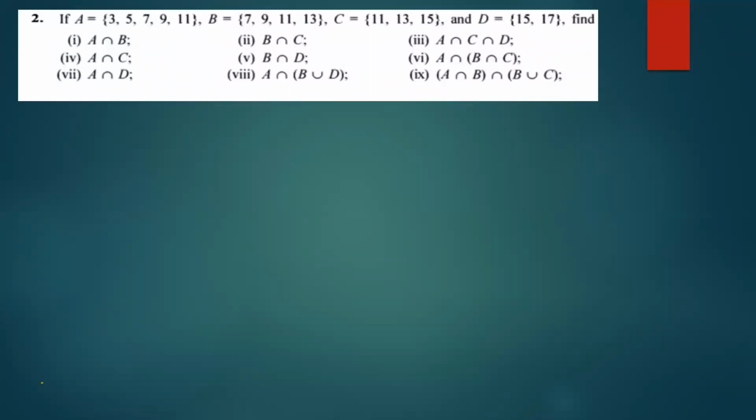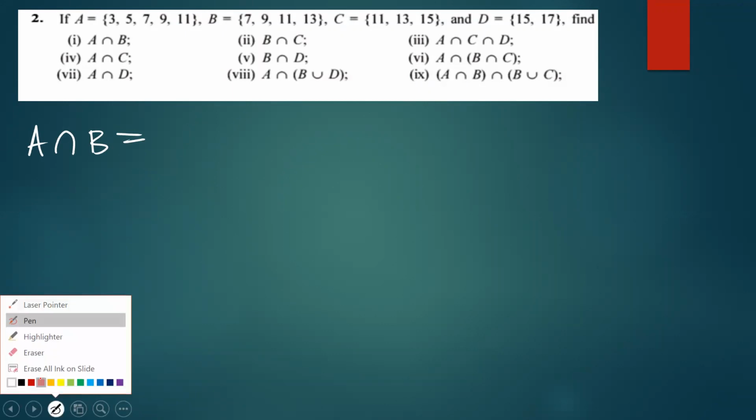All right, so this set is also a very simple set. I mean, it's also a very simple question. We've been given the 4 sets here, and we've been asked to find these operations. To find A intersection B, we just look at the common elements between A and B. So what elements are common between A and B?